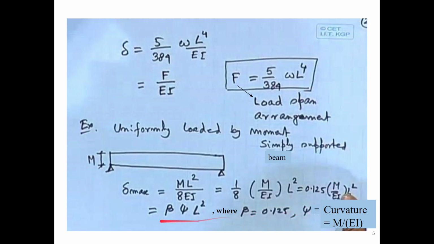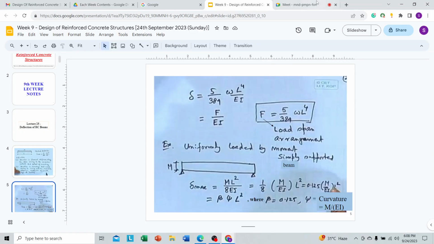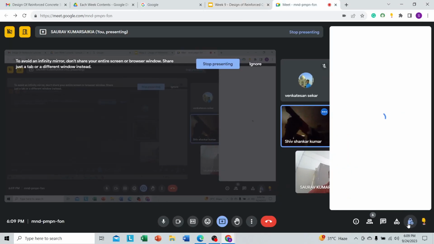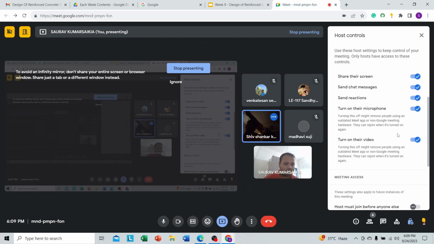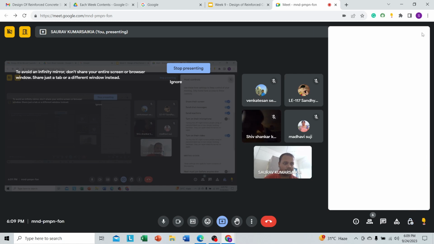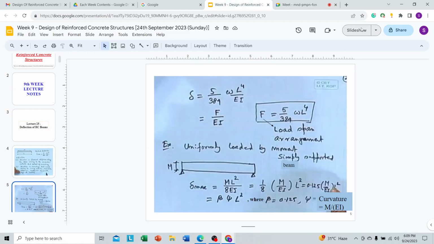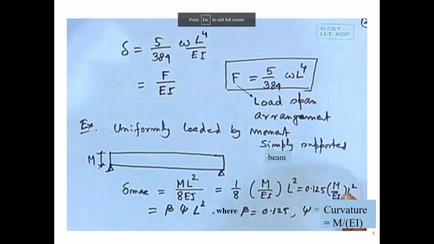So the beta value here is 0.125, and the psi value is the curvature, that is M by EI, and L^2 is the length squared. So we can write it as beta psi L^2.